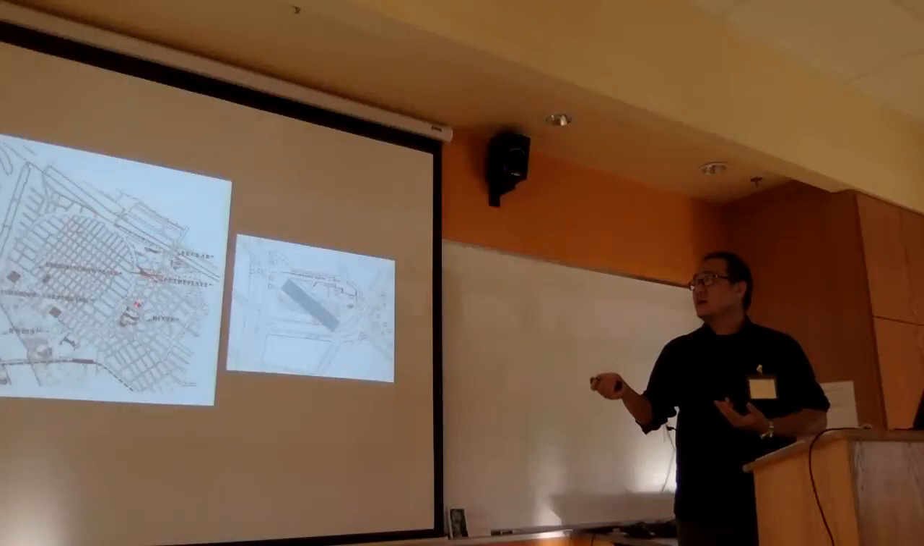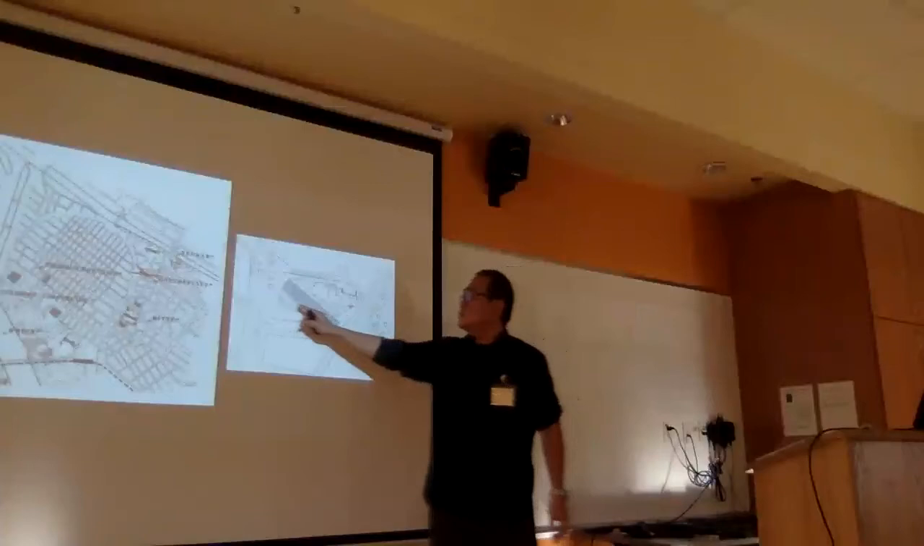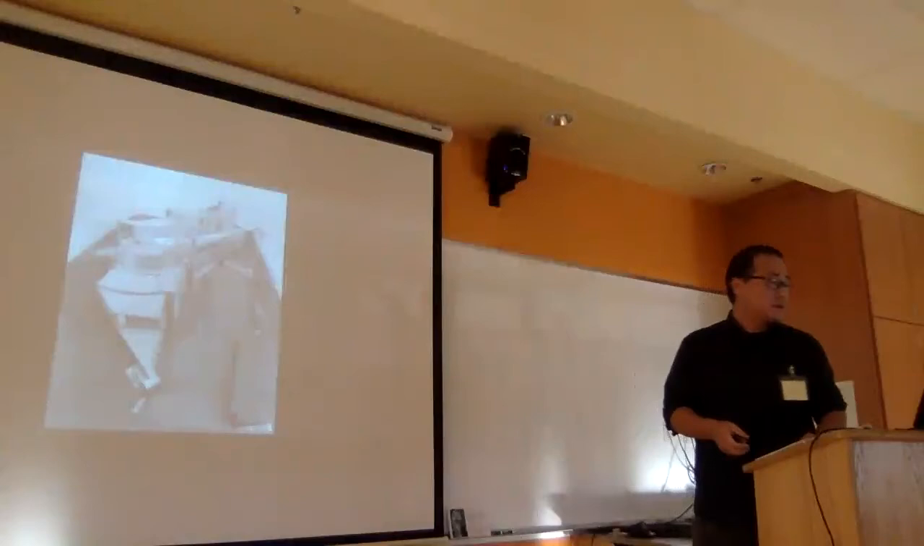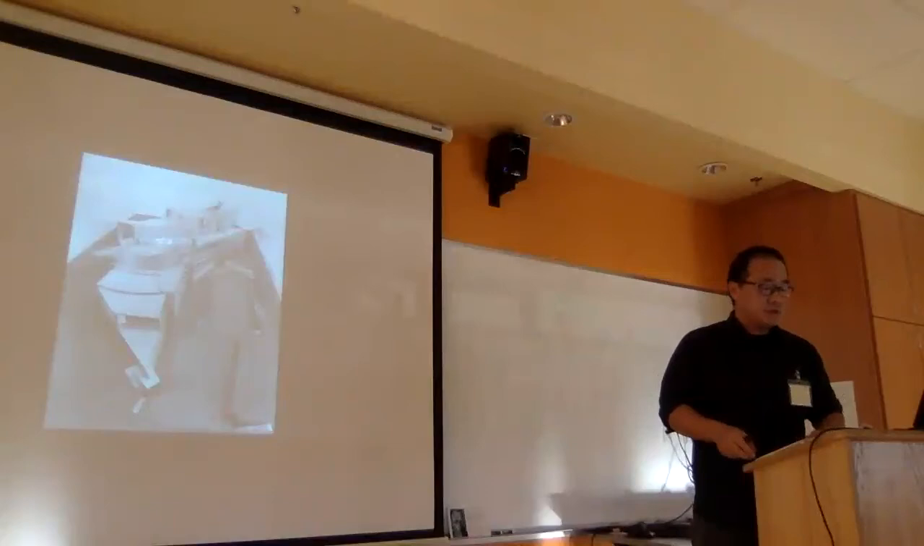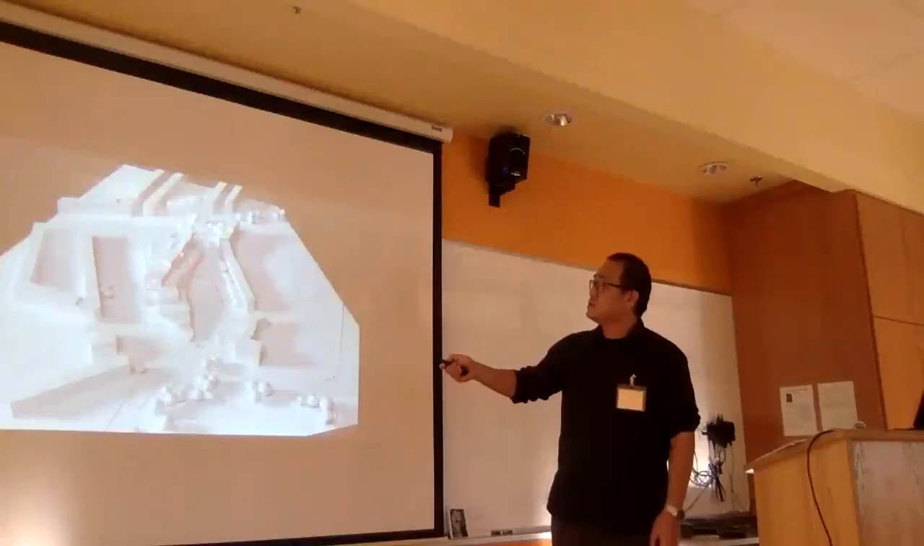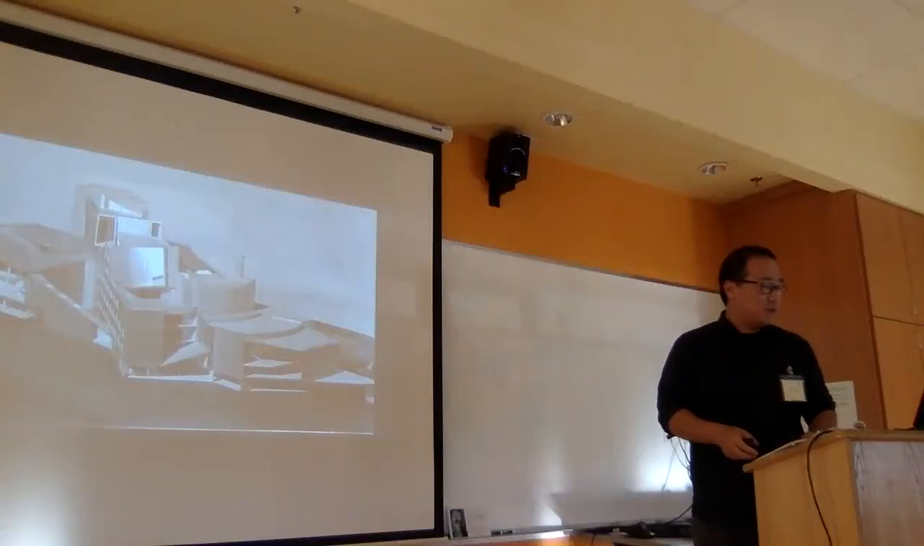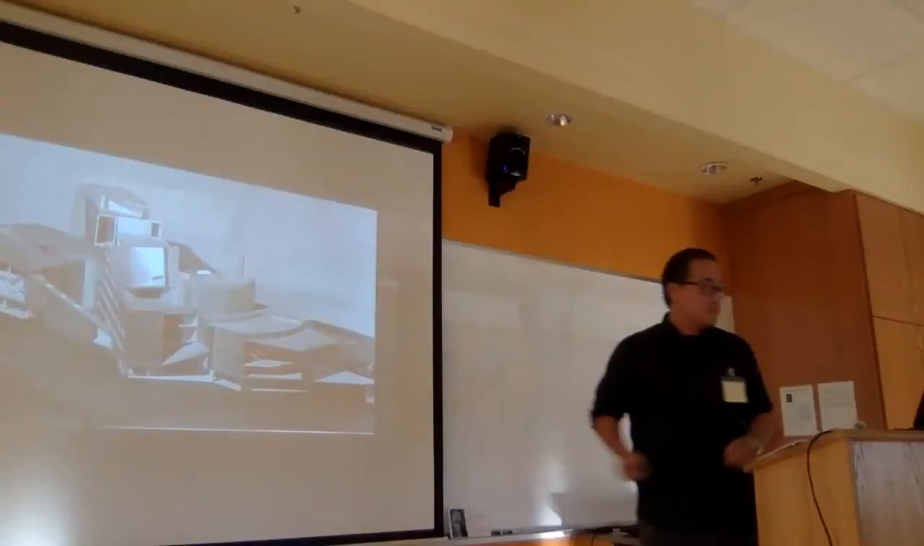So this volume was perpendicular to the ring road, and this volume was parallel to the main axis of the grid. This is a model he produced. We can see two major masses trying to produce this complex form. Another model shows the relationship between these two major volumes and the surrounding context of the city fabric. And this is a theater building, so it houses two theaters. The bigger one was here, the smaller one was here.